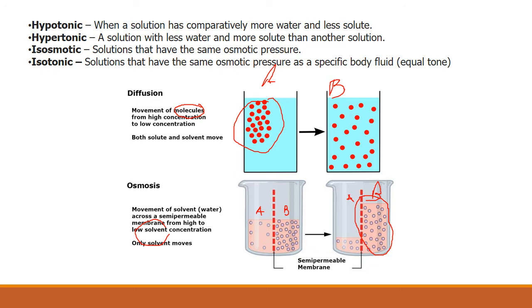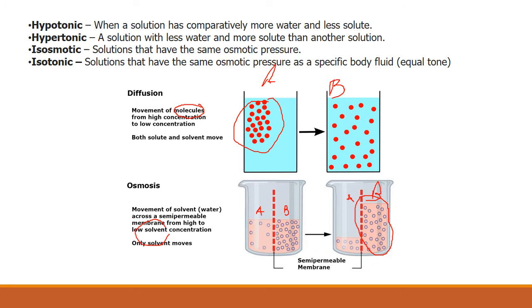So isosmotic is a solution that has the same osmotic pressure. Okay, and then isotonic, the solution that has the same osmotic pressure as a specific body fluid or equal tone. So when we are talking about a solution that has the same osmotic pressure, we call that isosmotic. But if we are going to relate it with our body, then we talk about an isotonic solution because we are talking about other fluids in our body system.